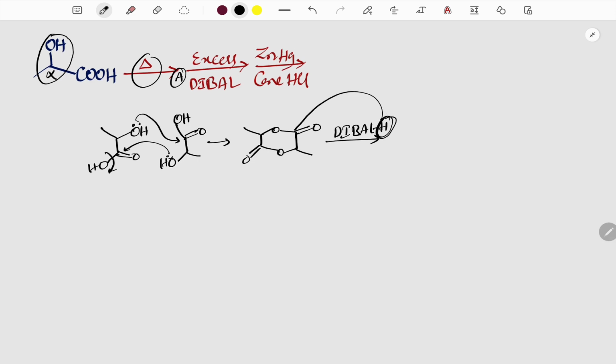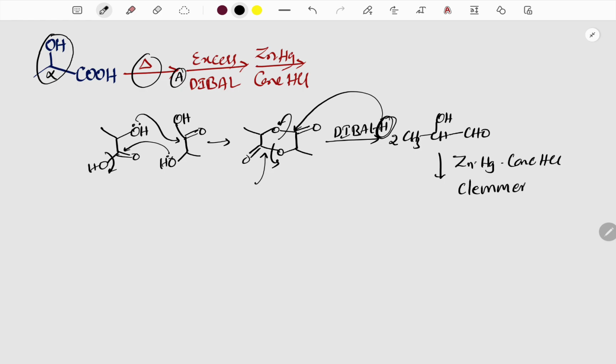So here nucleophilic substitution takes place at the carboxylic ester and forms the corresponding CH3CHOH-CHO. So 2 moles of the corresponding product are formed. Now it is treated with zinc amalgam. Zinc amalgam, it is a Clemmensen reduction.